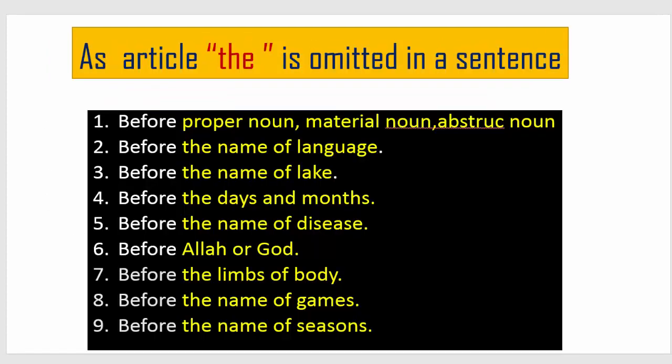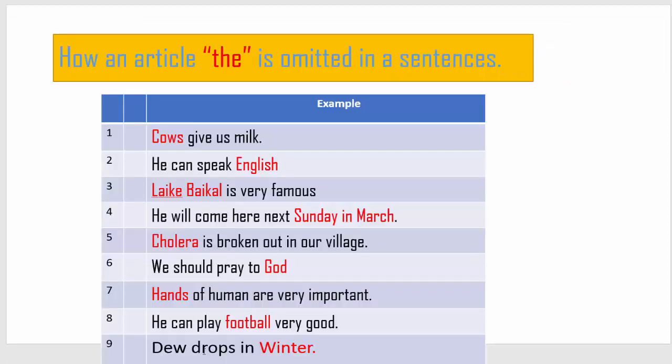Number eight and nine, we cannot use an article before the name of games. We cannot use an article before the name of season. We can play football, so we cannot use an article, because it is the name of a game.